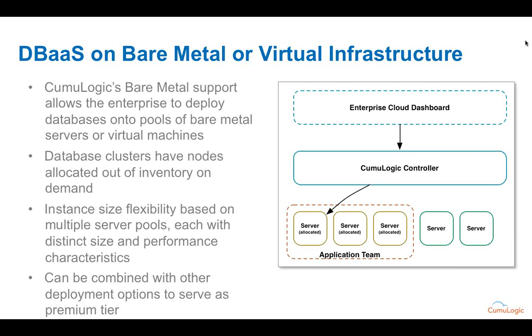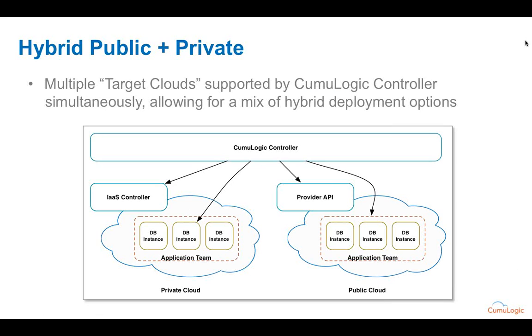Next up, hybrid public and private. Now this is where we believe most of the enterprise market is going to be going. You're going to have situations where you have private clouds and you also are making use of public clouds. Now the challenge here is how do you get consistency in your data services across these environments? Well, since CumuLogic can work with all of these various infrastructure options, you could easily create this sort of hybrid option.